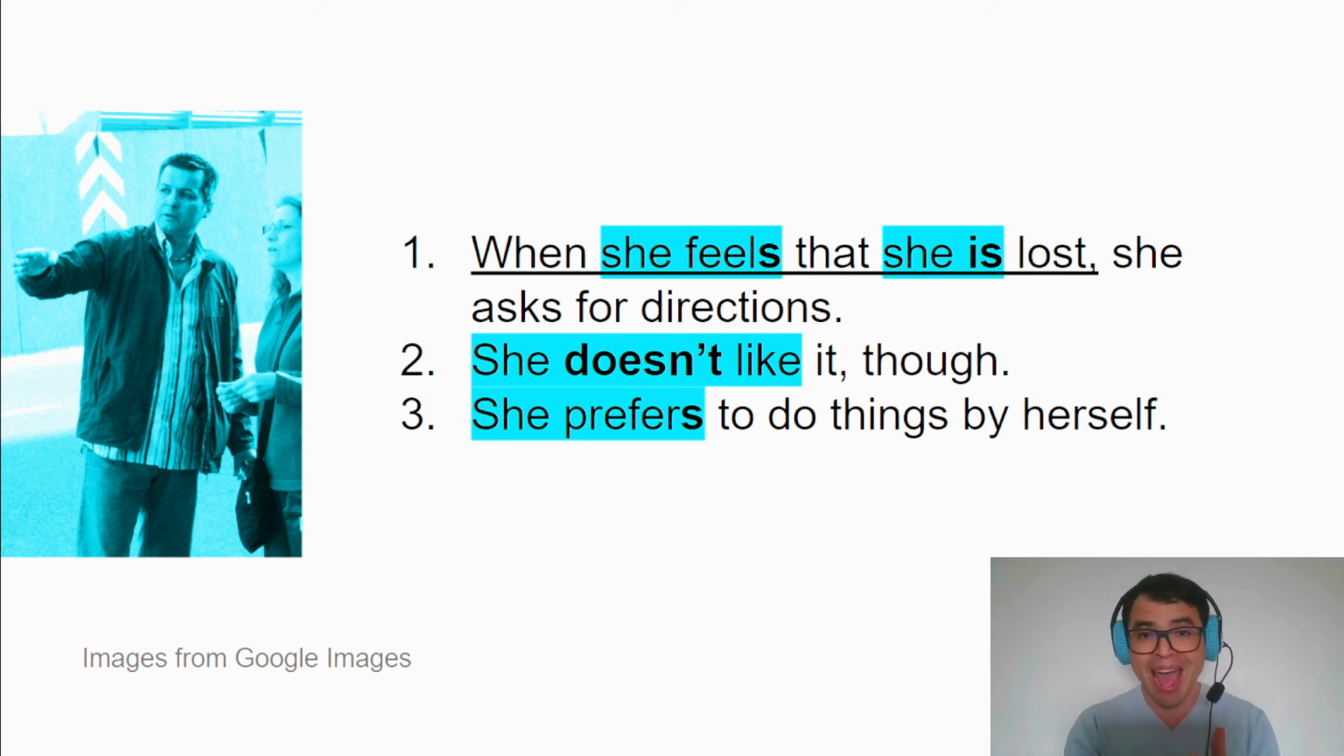You have to add an auxiliary. Which is the auxiliary here? Doesn't. It's not don't because the subject is she. It is not I, you, they. Right? Now, number 3, she prefers to do things by herself. What is the subject? She prefers.